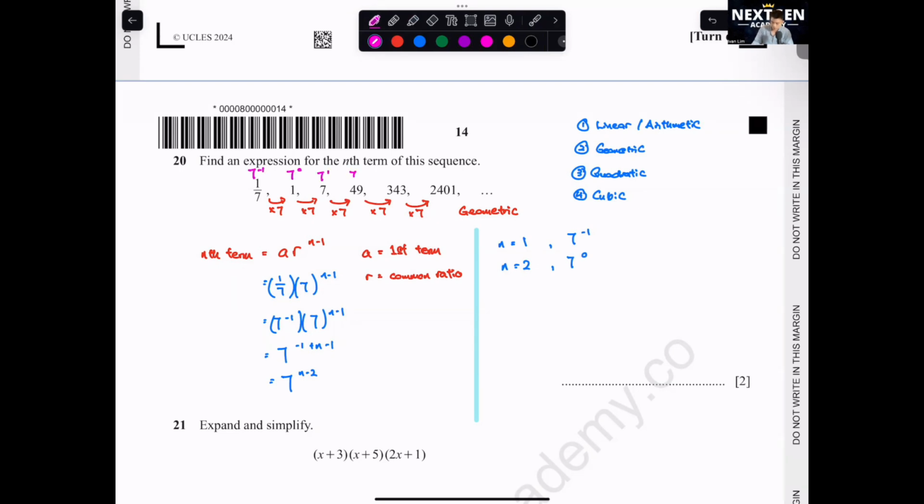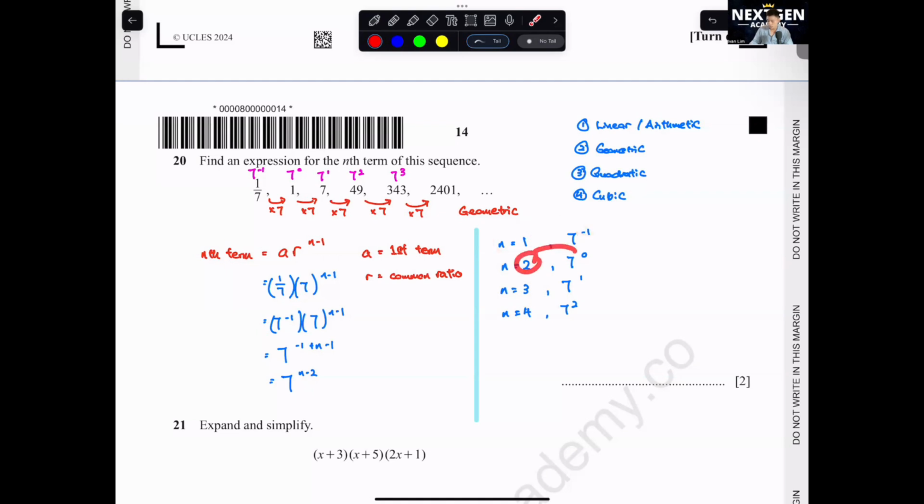Then this 7 power 1, 7 power 2, 7 power 3. Okay, so this is another pattern that we can see. 7 to the power 1, n equals to 4, 7 to the power 2, so on and so forth. Okay, so what is the pattern here? You see, when n equals to 1, the power here is minus 1. What's the difference? 1 minus 2, which is minus 1.